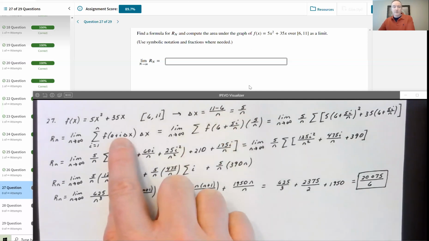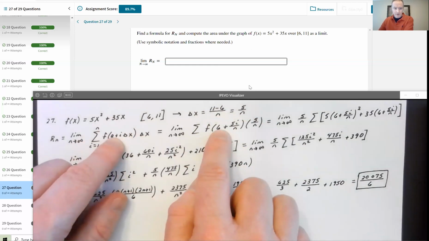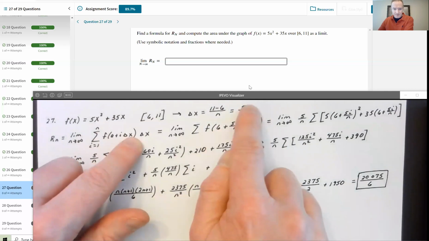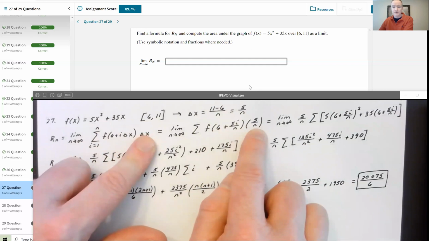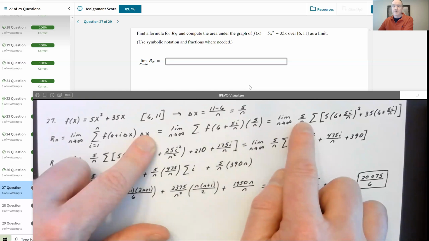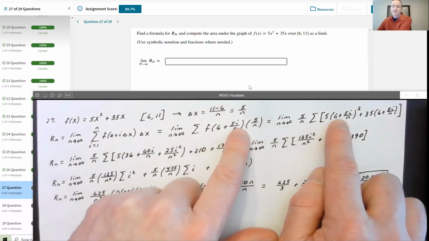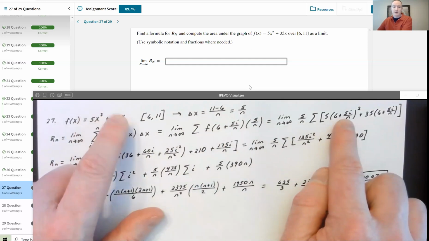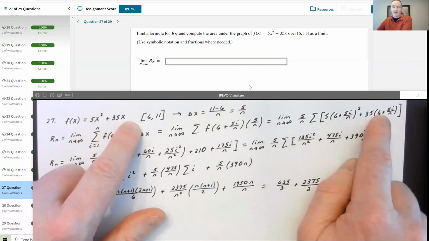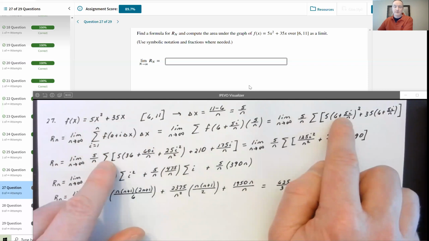So my basic formula, which says f of the beginning point becomes f of 6 plus i times delta x becomes 5i over n times delta x, 5 over n. The 5 over n common width gets pulled out in front of the summation. And then I take the function of 6 plus 5i over n becomes 5 times that group squared plus 35 times that group. Now from this step to the next, I just algebraically simplified that.